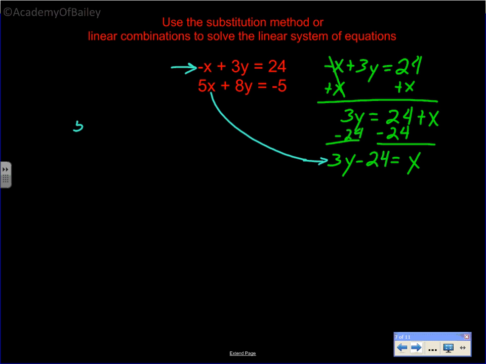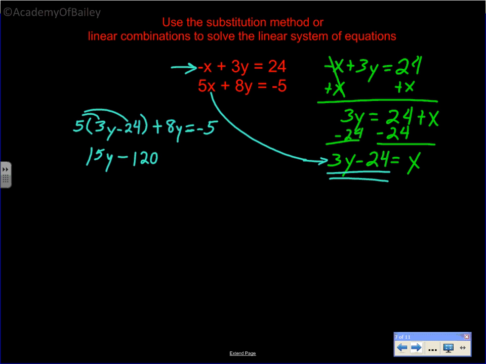So we're going to do that. 5 times x. What is x equal to? 3y minus 24, plus 8y, and that's equal to negative 5. And so now let's distribute here. 5 times 3y is 15y, and 5 times negative 24 is going to be negative 120. Drop everything else down.